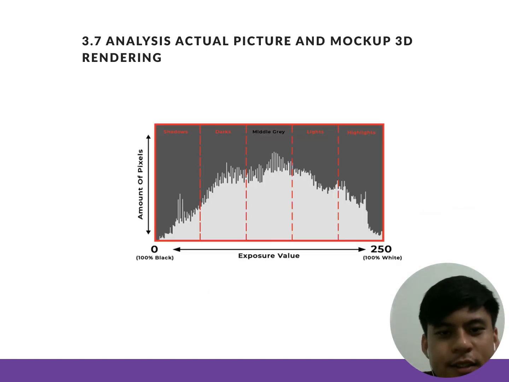Okay, this is the analysis, one of the important parts in this project. I use the method of histogram and use the software of Adobe Photoshop 2023 to do the comparison. Okay, as we see in this figure, this is the histogram, consists of exposure value and also amount of pixel. So from this we can see the graph is in which area.